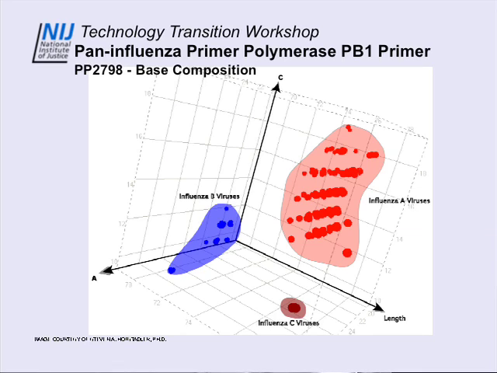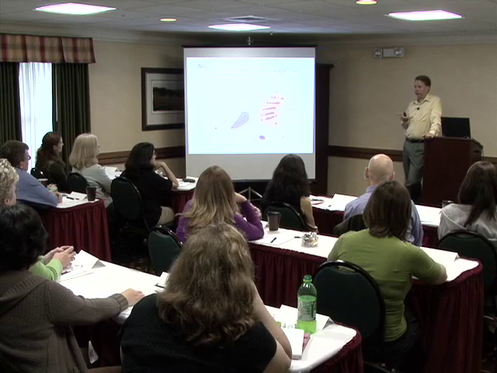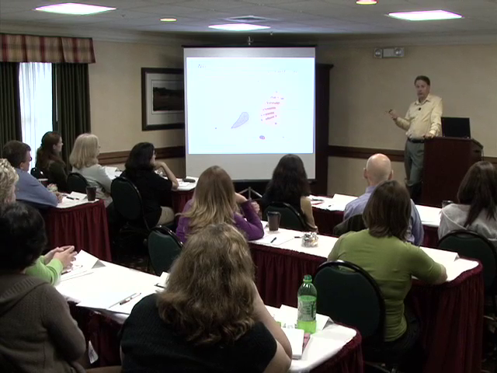So if we plot these base compositions now a little bit differently, where we have numbers of A's, numbers of C's, and then total length on one axis, you can see that a single primer pair, this universal primer pair, will easily separate all flu A from all flu B from all flu C. Okay, so one primer pair giving us a base composition will tell us, is there any flu present, yes or no? And if yes, is it flu A, flu B, or flu C?